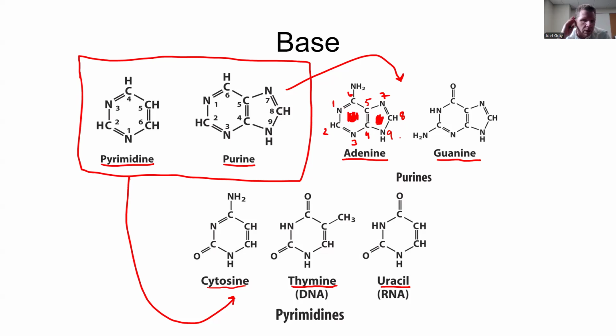So I always think about this as: start with nitrogen and go counterclockwise. Then start with nitrogen on my other ring and go clockwise. So here's our numbering: 1, 2, 3, 4, 5, 6, 7, 8, 9.